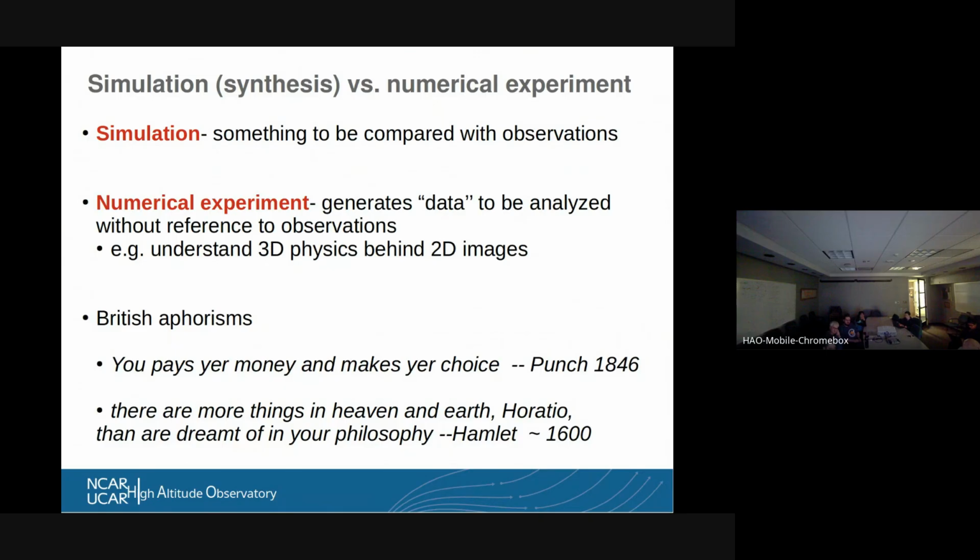You've got your physics in there and you're calculating, and then you can synthesize an image and you can say, oh, look at that image. I've got a 2D version of this. I wonder what's going on in the other directions. That's the kind of thing you're learning from, right?